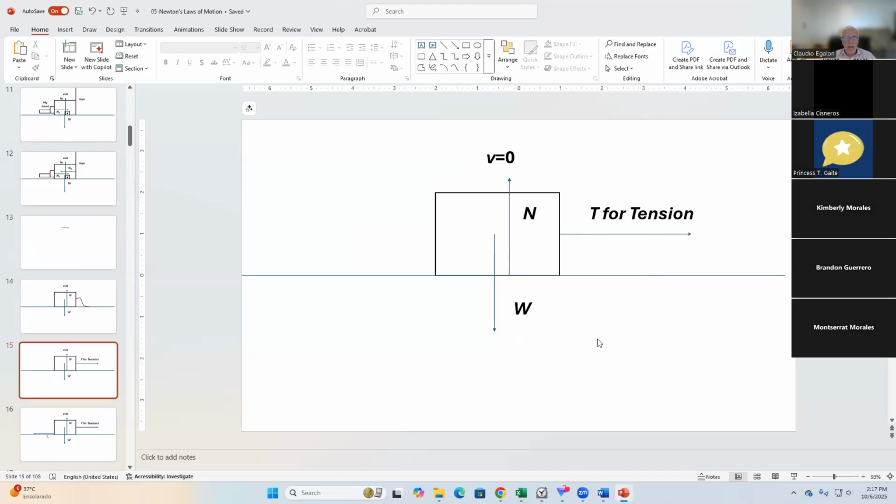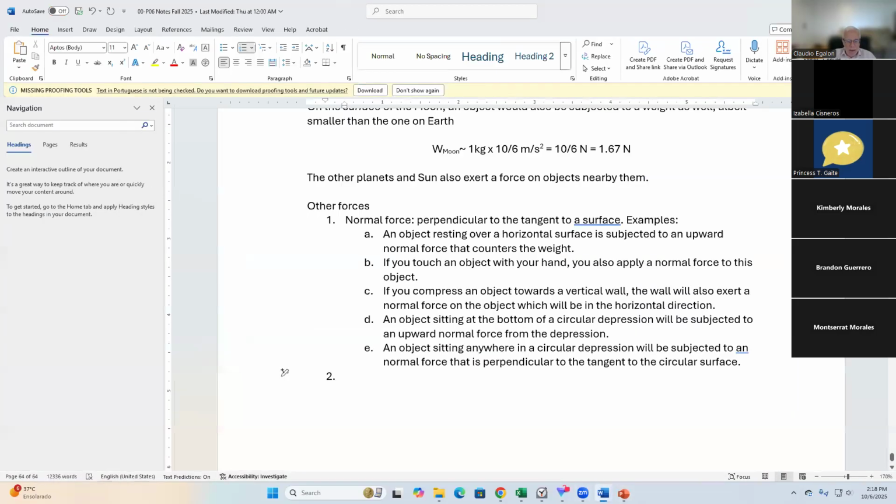Next, now I decide to stretch my string. Now, this object is subjected to a tension. The name of this force is tension. This tension can be in any direction you want: horizontal, vertical, a combination of horizontal and vertical. So let's document here tension, force: a force applied by a string that is stretched, right?